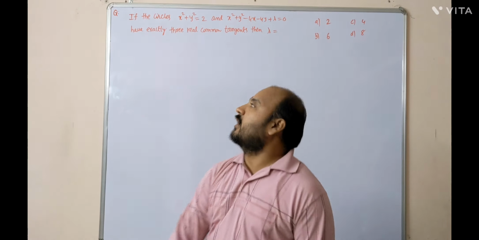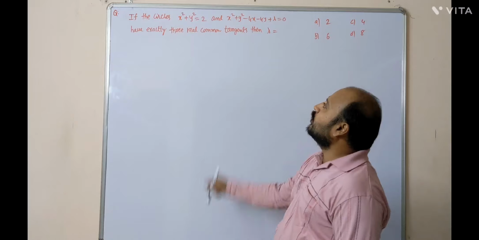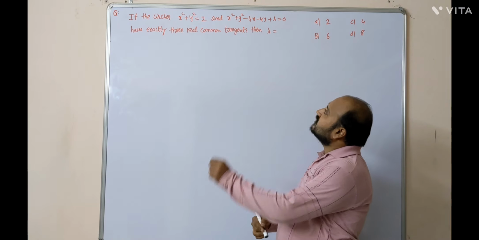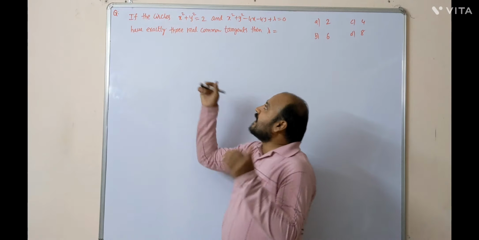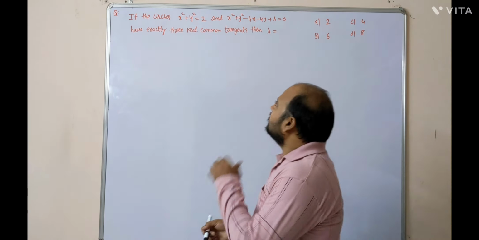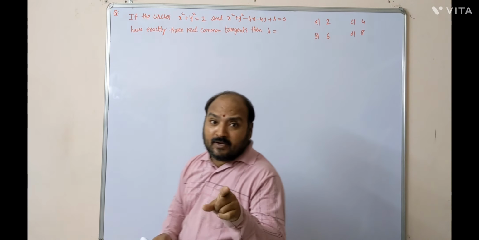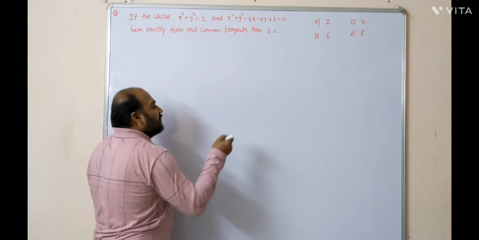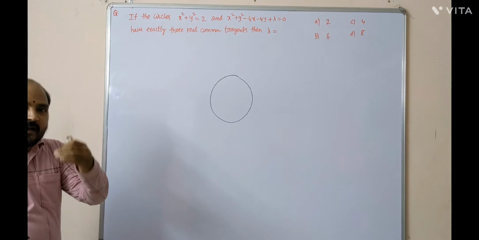The next question. If the circles x square plus y square equal to 2 and x square plus y square minus 4x minus 4y plus lambda equal to 0 have exactly 3 real common tangents, then lambda equal to? See here, exactly 3 real common tangents are possible in a certain situation of the circles. For the relative position of circles, you can go to the playlist, dear students, you will get it.